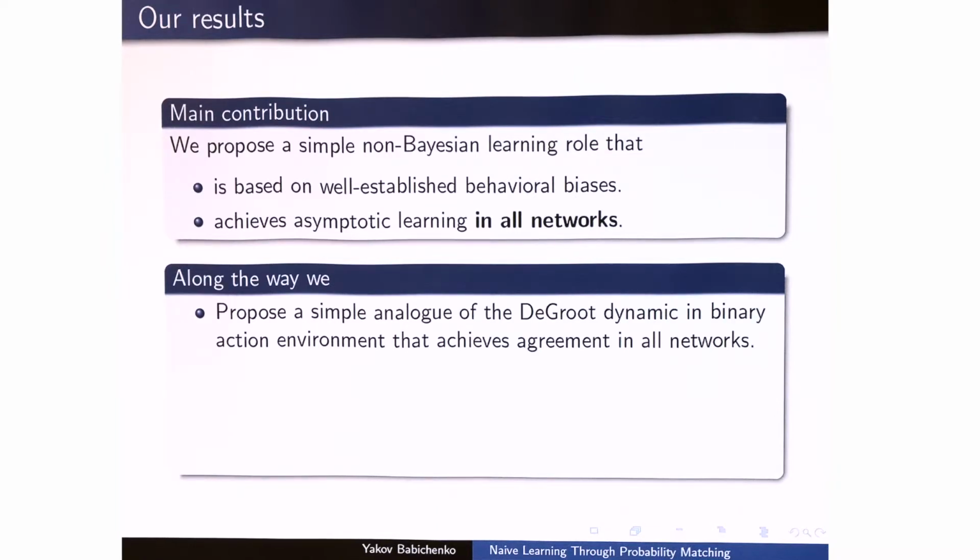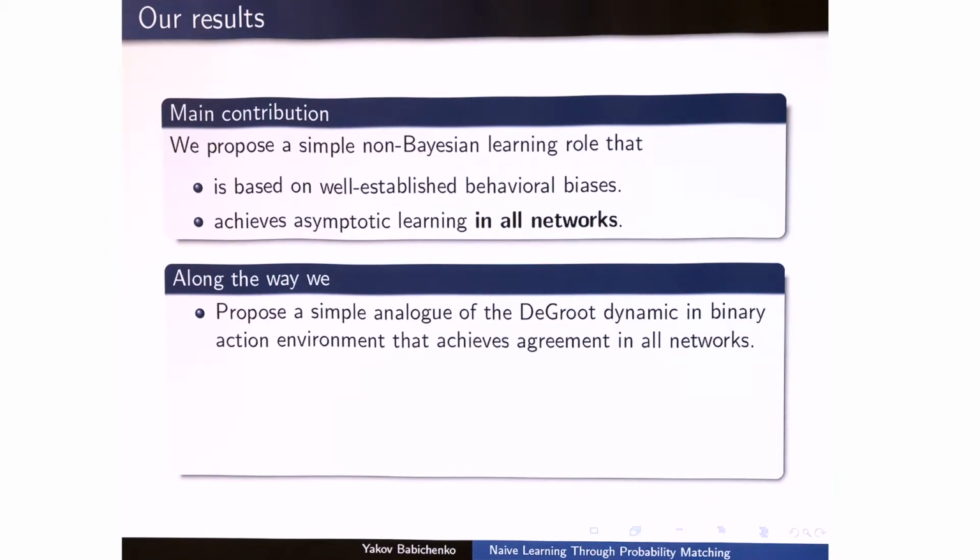The way I will present it will be in steps, and along the way, we propose a simple analog of the DeGroot dynamic in a binary action environment. And this dynamic will achieve agreement, not learning. Okay, players from some time on will play the same action, but not necessarily the correct one.